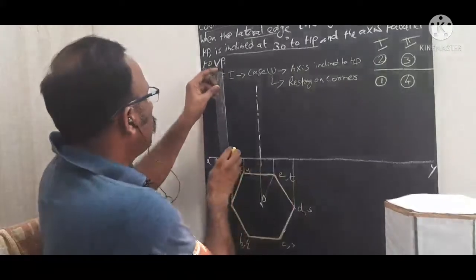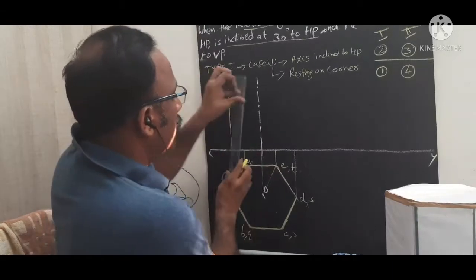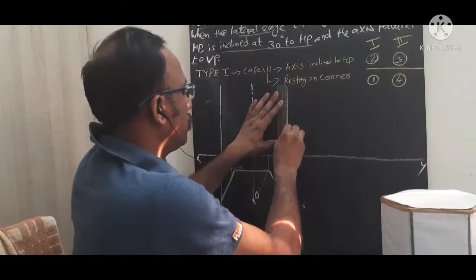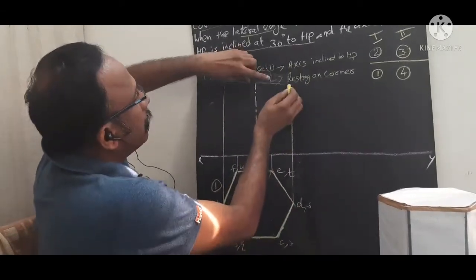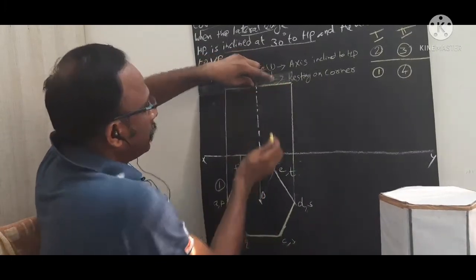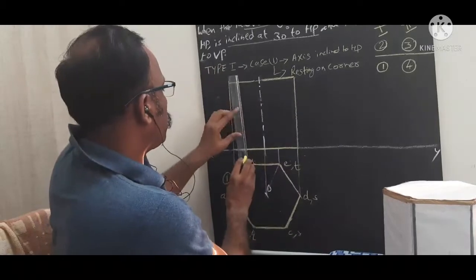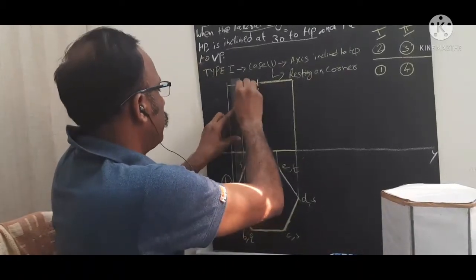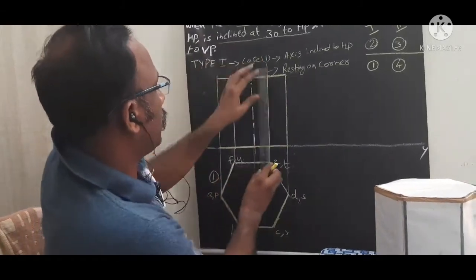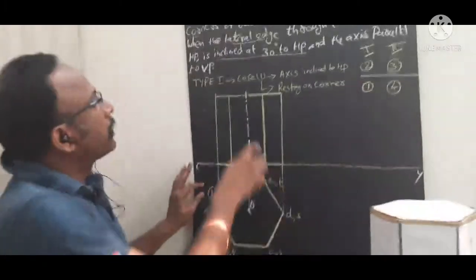Now this edge is the height of 70 mm, the outer edge, and this is again the outer corner, and this is the top edge of the hexagon, and this is the bottom edge of the hexagon. These two edges are also visible, so I need to draw this vertical line. Again I am going to draw this vertical line.